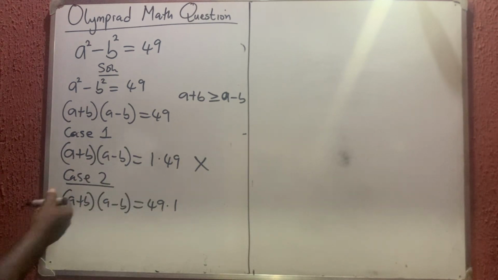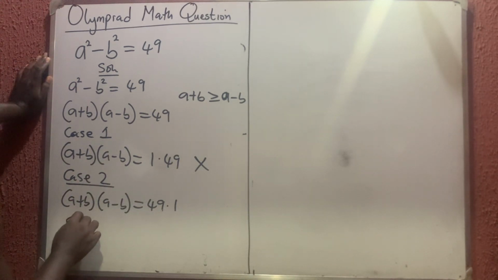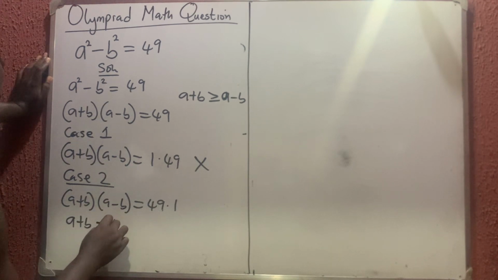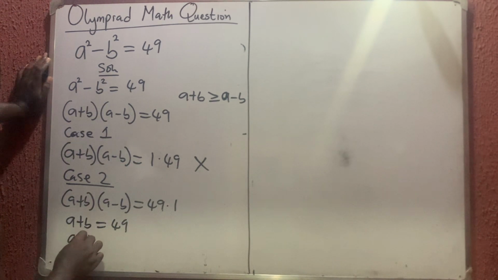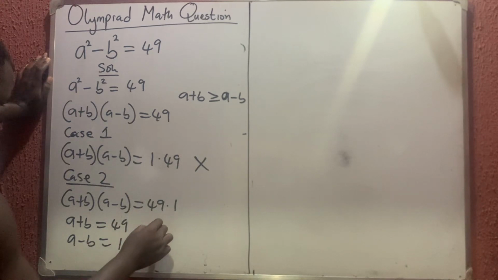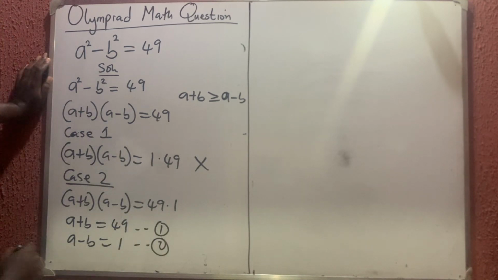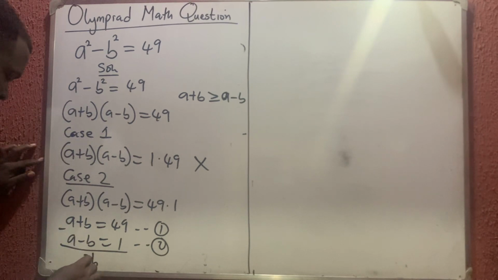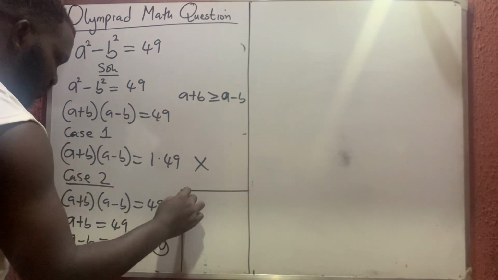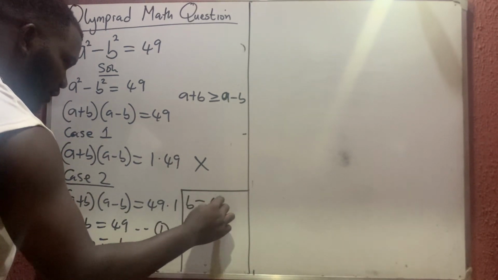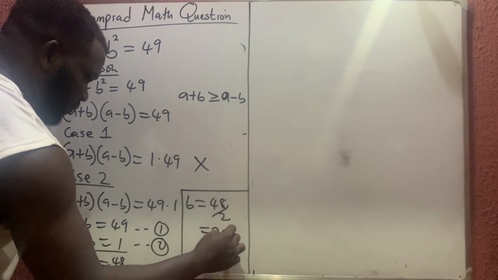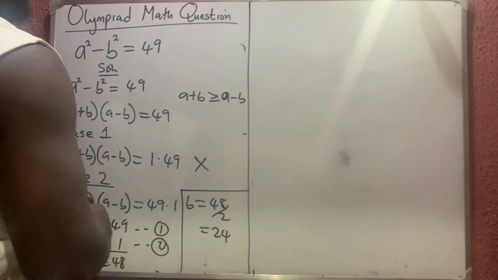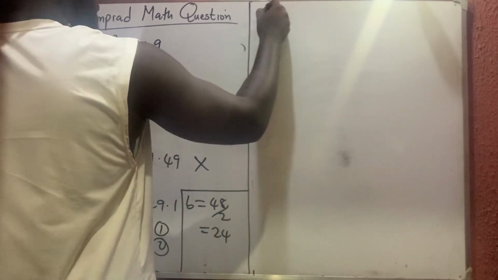So if this one works, just say that A plus B should be equal to 49, while A minus B should be equal to 1. This is your equation 1, equation 2. So if you solve equations 1 and 2 simultaneously, if you subtract, the A is gone, and I'll be having 2B is equal to 48. So which now shows that B will be equal to 48 divided by 2, which is 24.